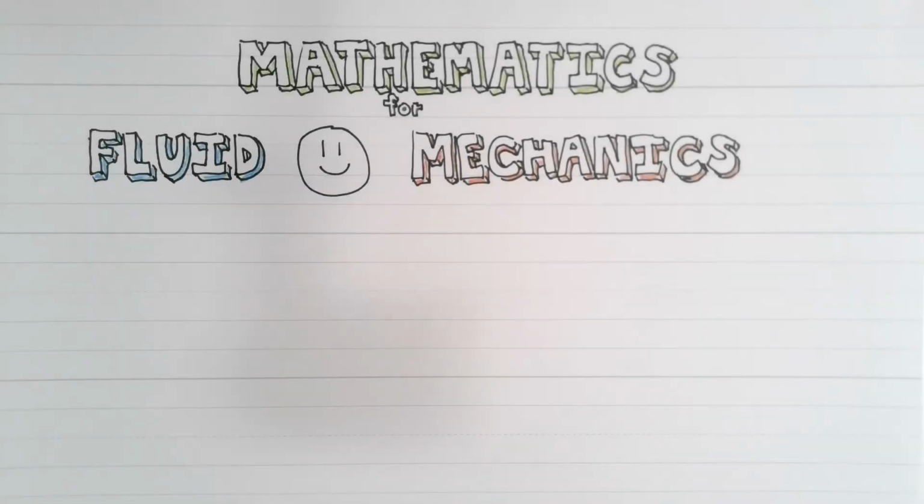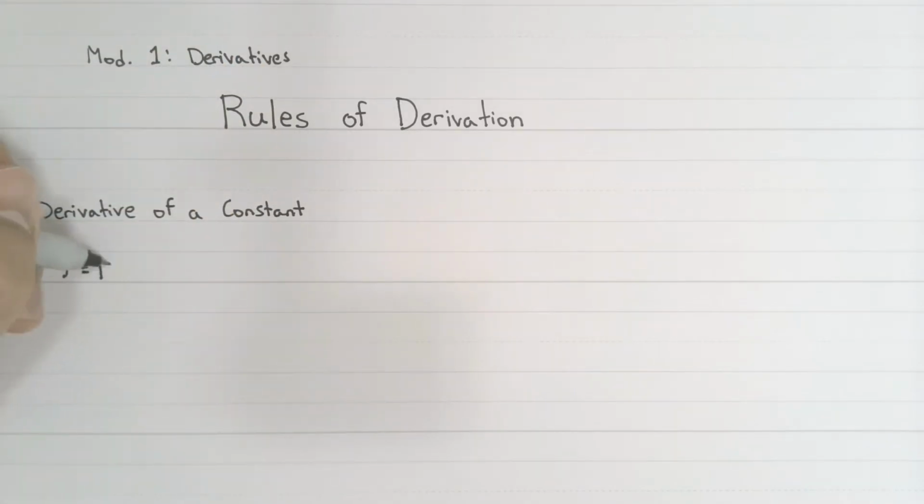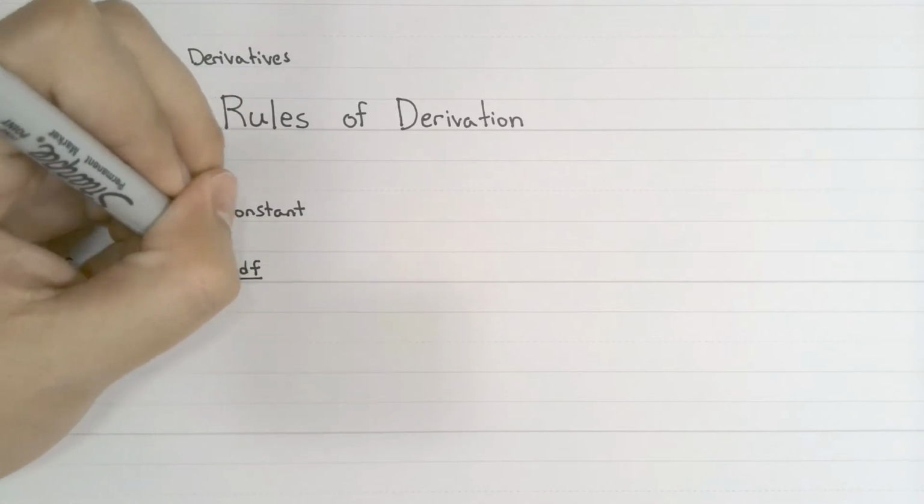Let's go over some of our rules of derivation. First, let's start with the derivative of a constant. Suppose you have a function f, and function f is a constant k. In other words, for any value of x, f will always be k. What is the derivative of f?